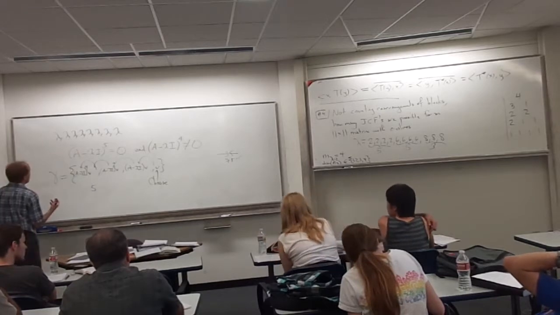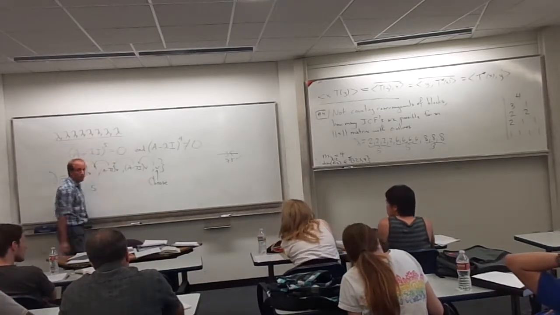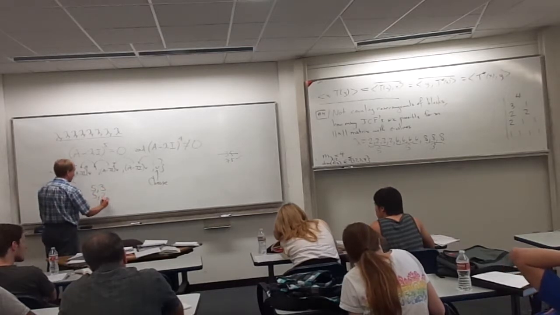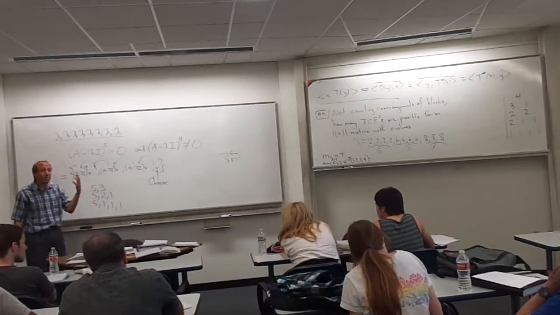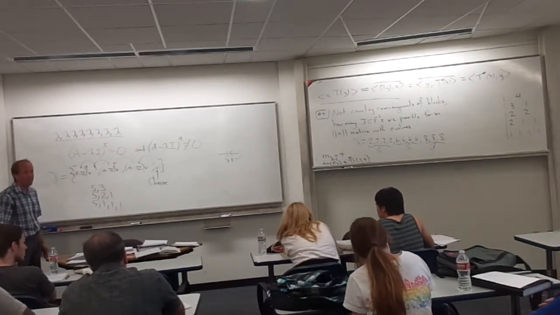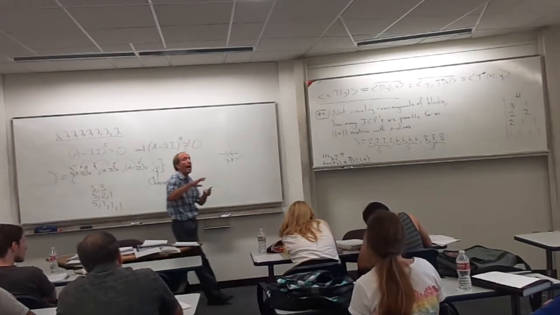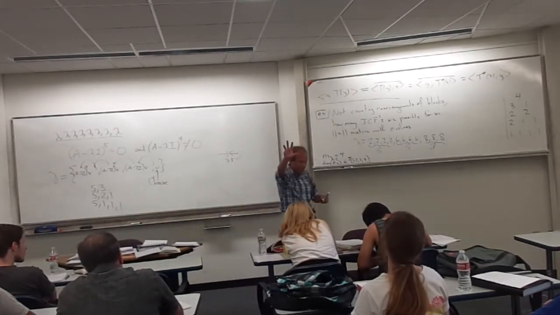So then what are your possibilities if the whole thing is 8 by 8? Well, you could have 5 and 3, or 5, 2, 1, or 5, 1, 1, 1. Up to rearrangements of blocks, that's it. When I say rearrangements of the blocks, that just means you don't have to put the 5 by 5 block first. You could put it in a different spot.